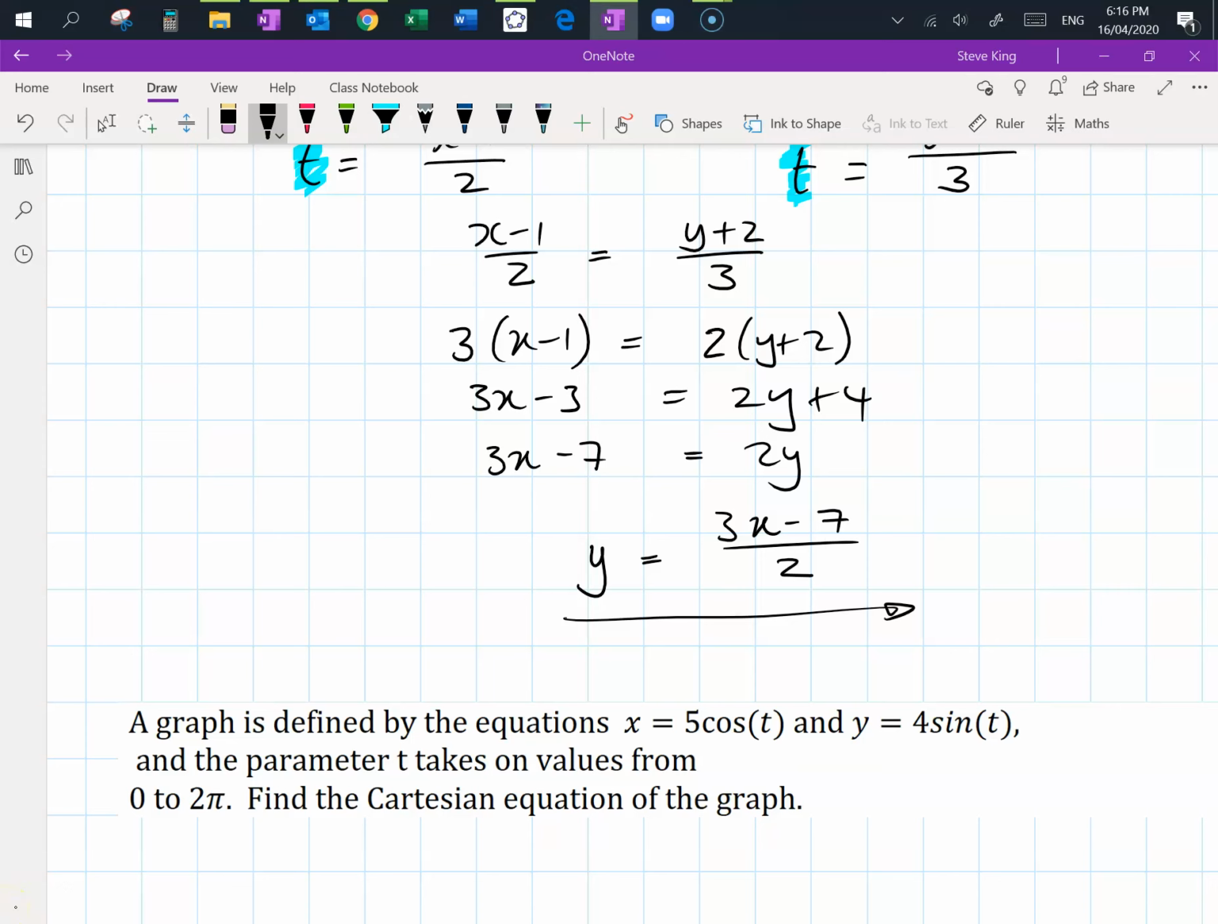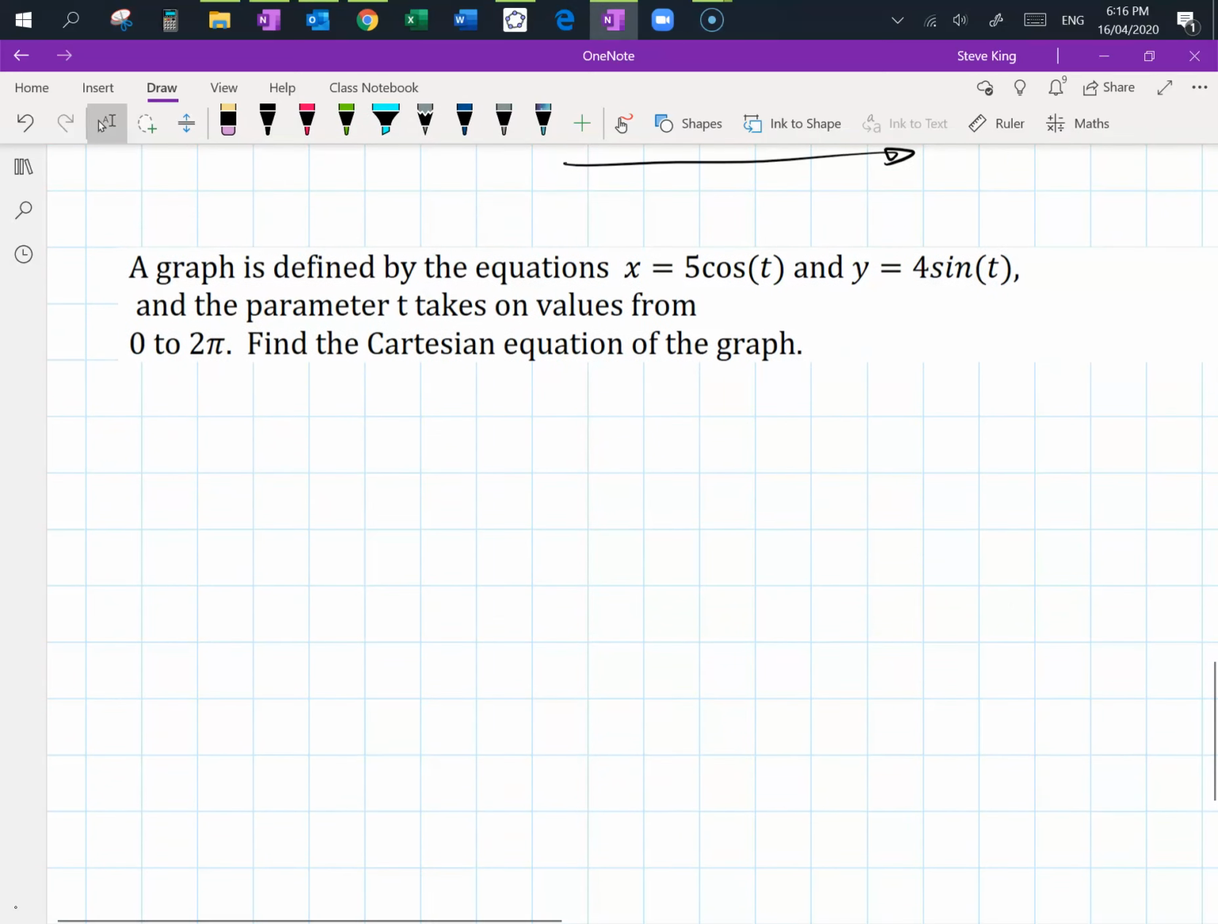Here is another example, one that's got cos and sine involved in it. So x is equal to 5 cos t and y is equal to 4 sine t. We're going to use that trig identity that sine squared plus cos squared equals 1. Now at this stage we don't have sine squared or cos squared, so what I'm going to need to do is square everything.